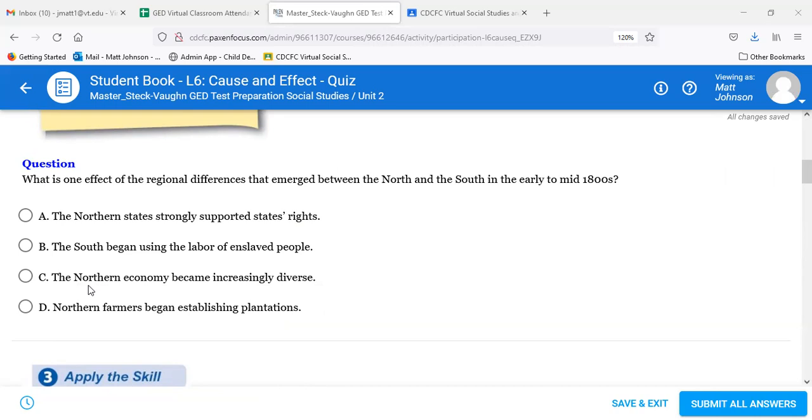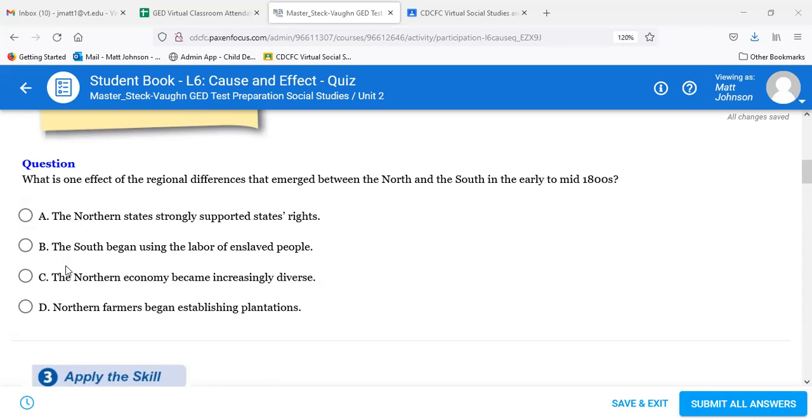Is it A, the northern states strongly supported states' rights? B, the South began using the labor of enslaved people? C, the northern economy became increasingly diverse? Or D, northern farmers began establishing plantations? If I had to guess, I think it would be A.